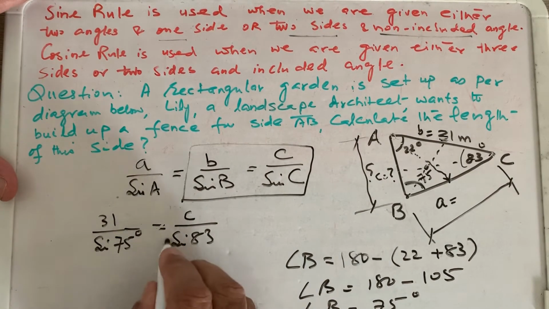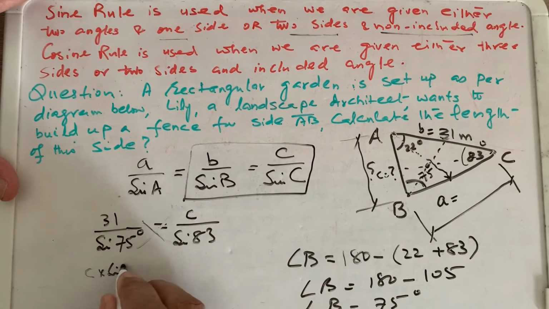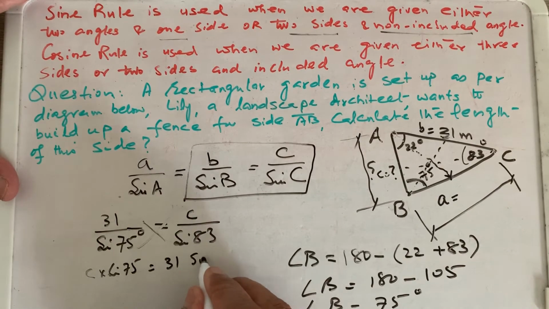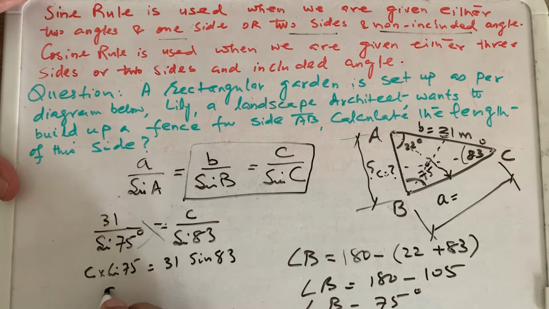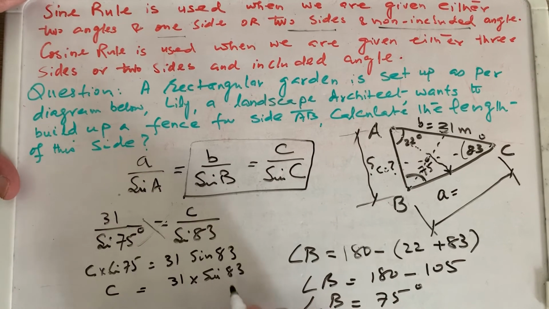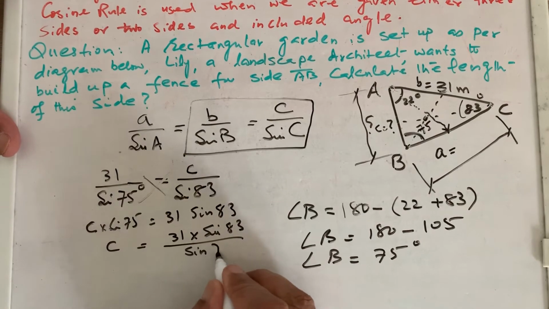So we can cross multiply easily, right? So we say c times sine 75 is equal to 31 times sine 83. So c will be equal to, this sine 75 will go and sit in the denominator because it is multiplying over there. So sine 75 will be here.